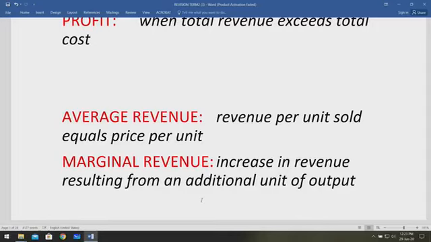Whereas marginal revenue, on the other hand, is the increase in revenue resulting from an additional unit of output. What's important to remember here is that you also need to bear in mind the formulas for calculating these. That's also very important and quite useful. So the calculation of average revenue would be your total revenue divided by the number of units sold.